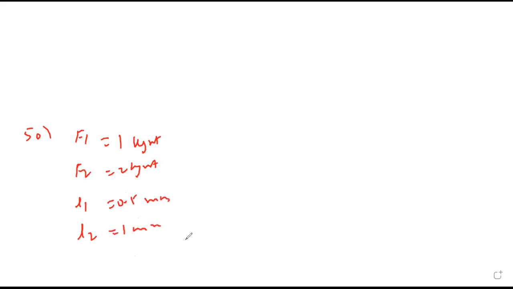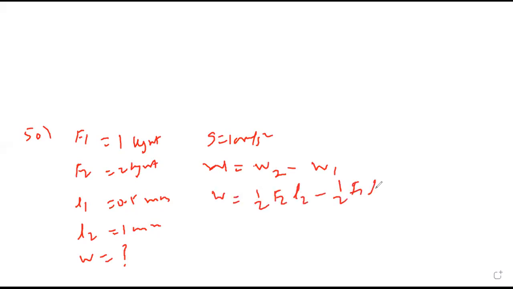When the load applied to stretch a wire is increased from F1 to F2, from 1 kg weight to 2 kg weight, the extension produced in the wire increases from 0.5 millimeter to 1 millimeter. Work done in the extension is how much if g is given as 10 meter per second square? Work done in the extension will be work done to elongate till L2 minus L1. So half of F2 L2 minus half of F1 L1.